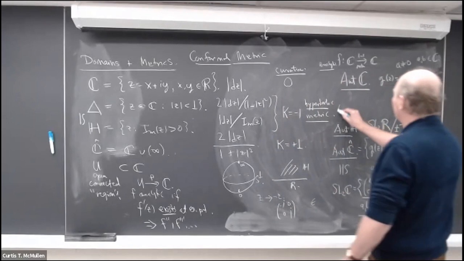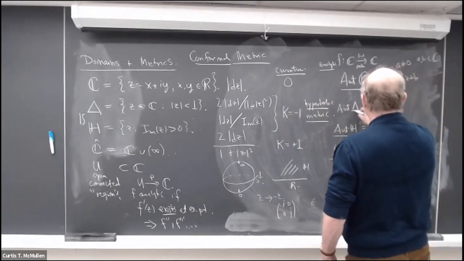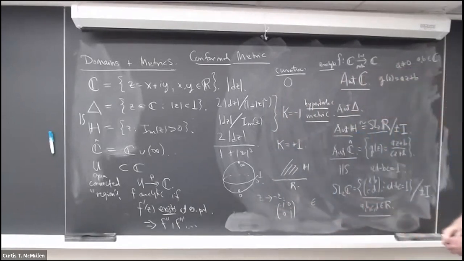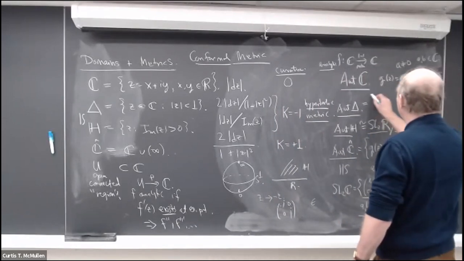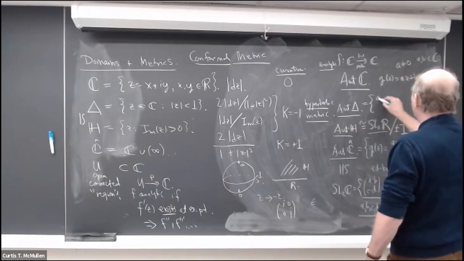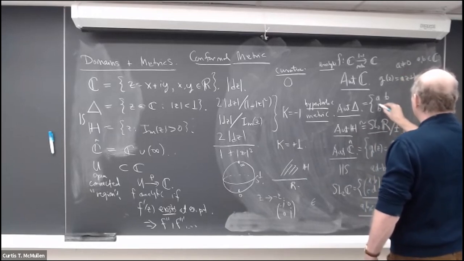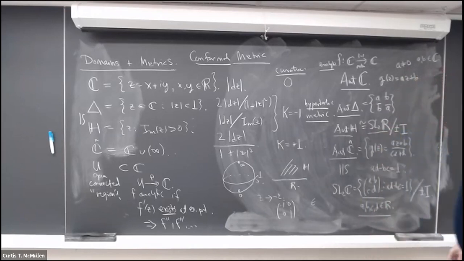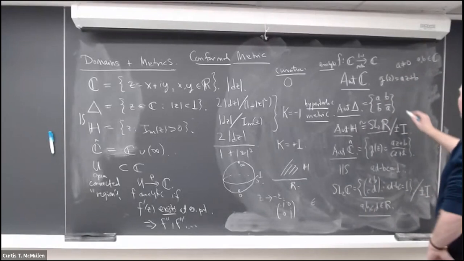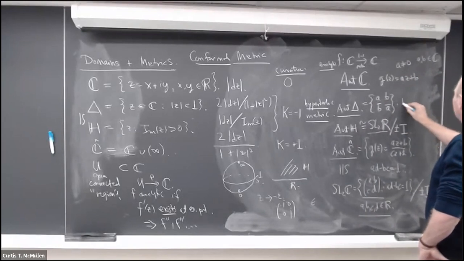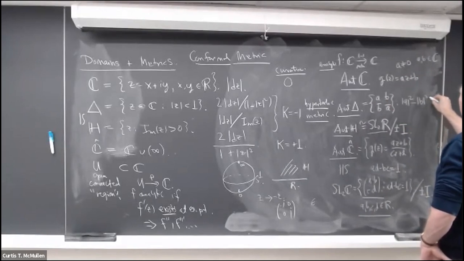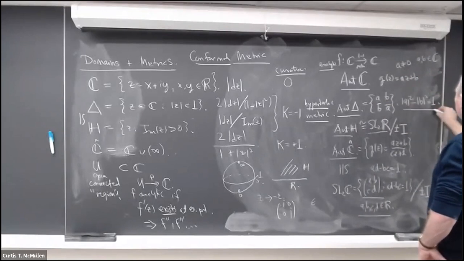And finally, the automorphisms of the unit disk. This is probably the group people are least familiar with. This turns out to be matrices of the form A, B, B bar, A bar. And again, we can assume that the absolute value of the determinant is 1, so that says A squared minus B squared is equal to 1.